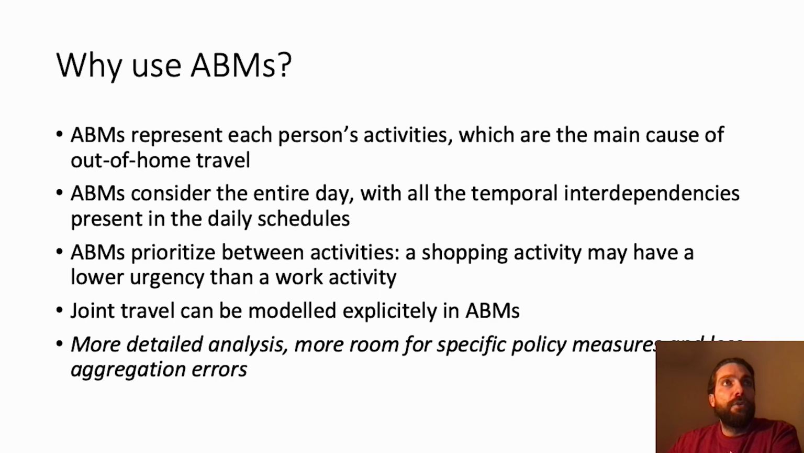And also, if we're running late on an activity, we may want to add the secondary stop in the same tour and not go back home and then start again. Also, the activity-based models have the ability to prioritize between activities. So maybe a shopping activity has a lower urgency than a work activity, and this is reflected in the way that the activity-based models schedule tours. Also, joint travel and intra-household dependencies and common decisions can be modeled explicitly in ABMs. All in all, they provide more detailed analysis, leading to more room for specific policy measures and less aggregation errors.